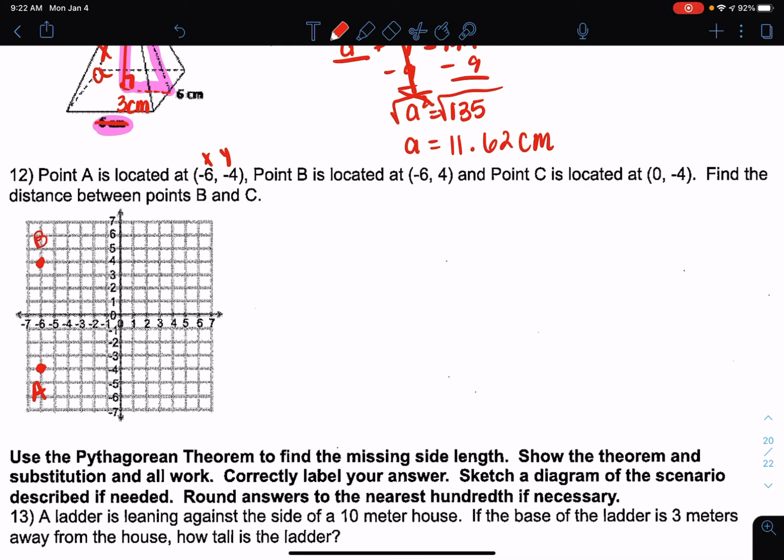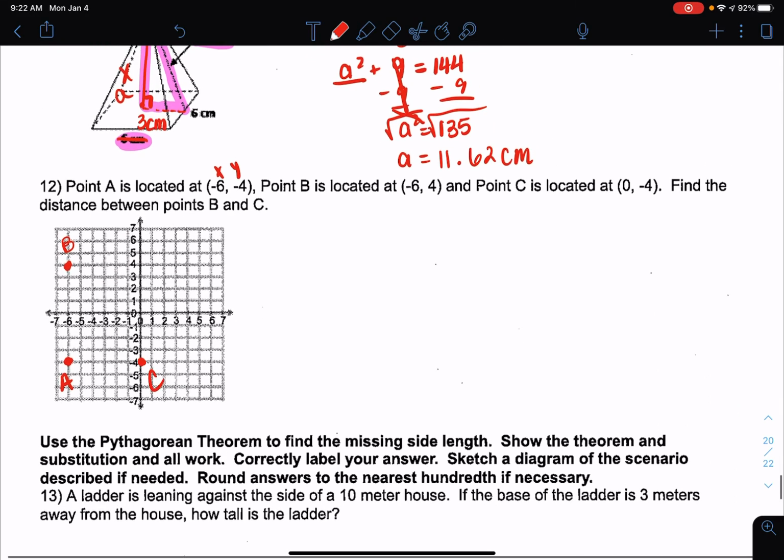And doing the same thing for point C, I am starting at the origin. We're not moving anything for our x value because it is a 0, so I'm just going to go straight down through the y and plot my point on that -4, which is point C. Okay, now they want me to find the distance between point B and C.